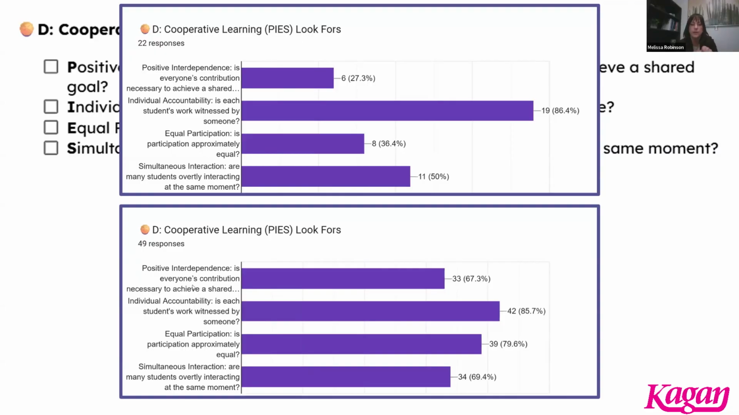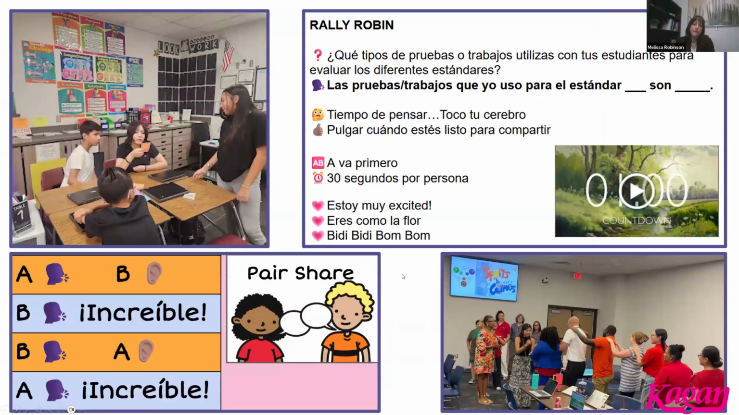And so you really see the jump between the E, it goes from 36% to almost 80. And then also that simultaneous interaction. So the amount of students engaging at once has really jumped quite a bit as well. And we're only halfway through the first year. So we're really excited.